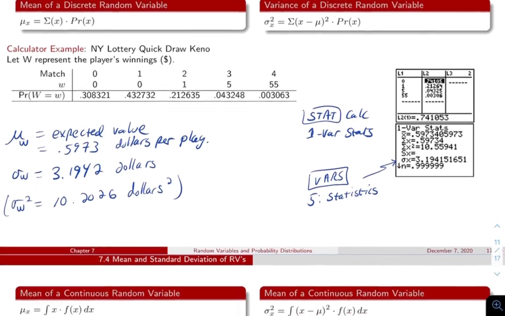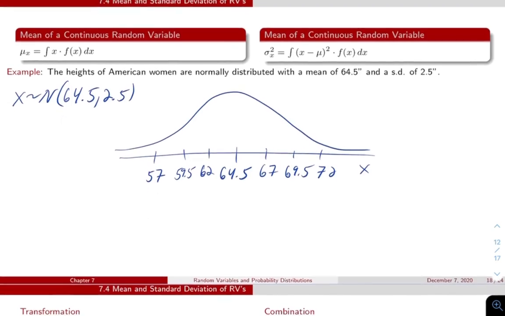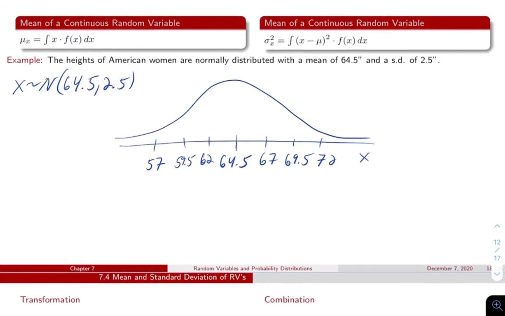So moving on, we're going to come back to that example. How do we find the mean and variance of a continuous random variable? Well, good news is we can't. For a continuous random variable, we need calculus. The mean is defined as the antiderivative of x times the probability function of x. We can't do that.